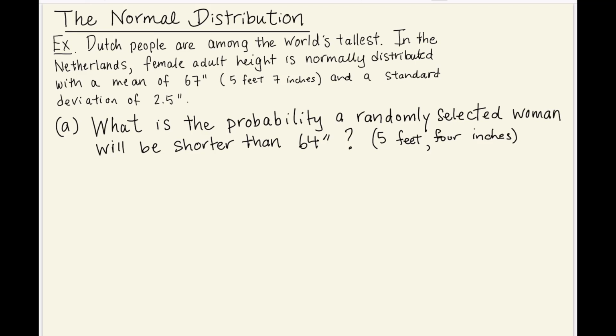In this video, we are going to do some examples involving the normal distribution. We will be finding some probabilities. Example: Dutch people are among the world's tallest.